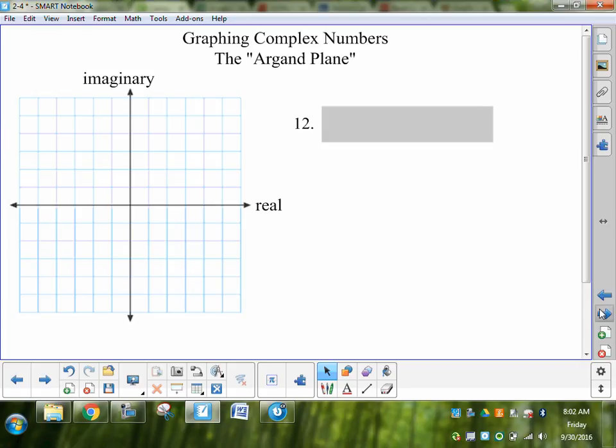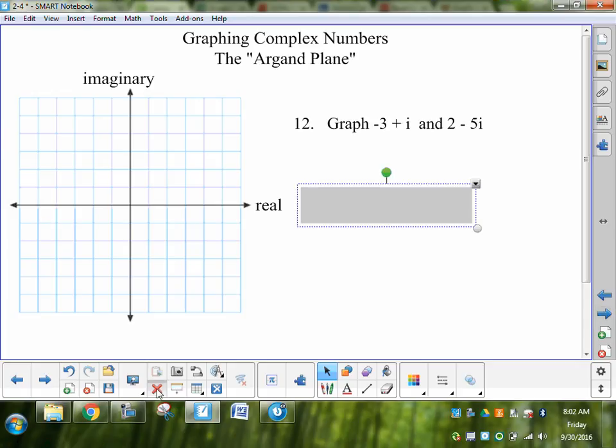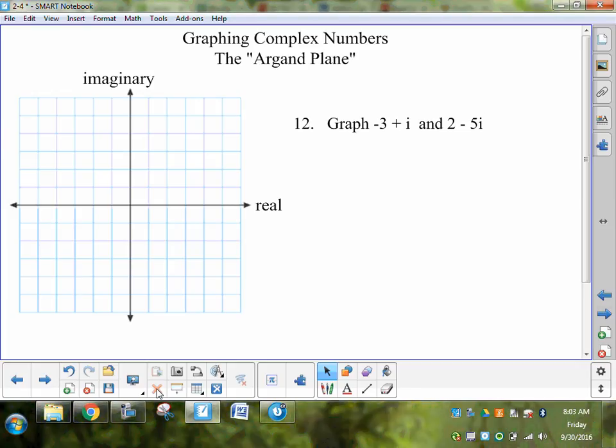You don't know what a vector is yet, but I think you know. Do you remember what a ray is from last year? Okay, so a vector is a ray in space. So we're going to graph these two values. Here's my real component, and here's your imaginary. When you label your axes, it's x and then yi. This is the x component. This is the yi component.